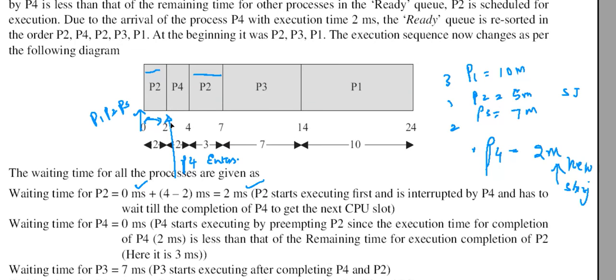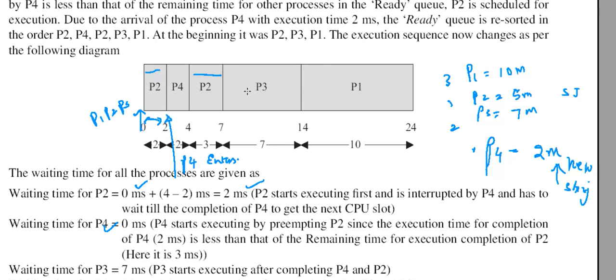So in this example, P4 has the shortest job immediately when it appeared. When it appeared, its job is 2 milliseconds. P2 completed 2 milliseconds, and a 3 millisecond job is still pending. So without waiting, the scheduler will give the resources to P4. So here the waiting time for P4 is 0.